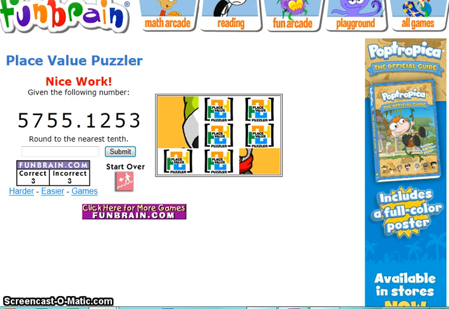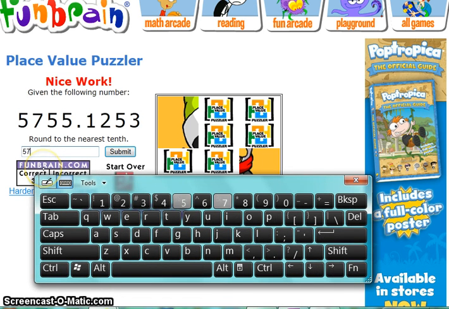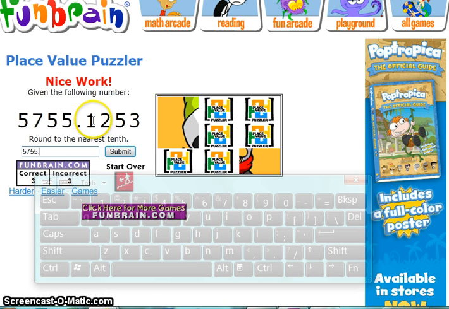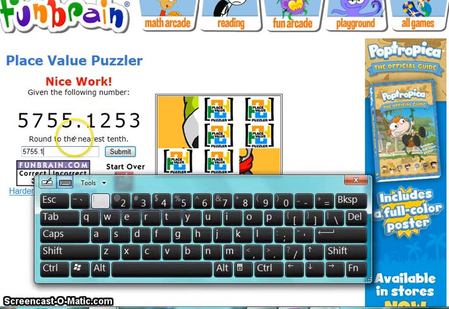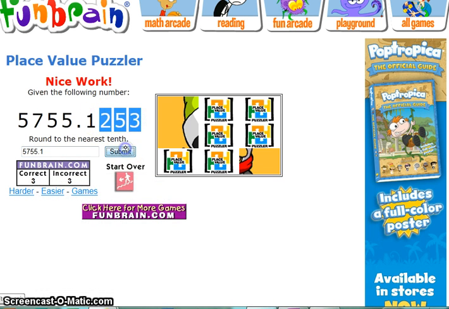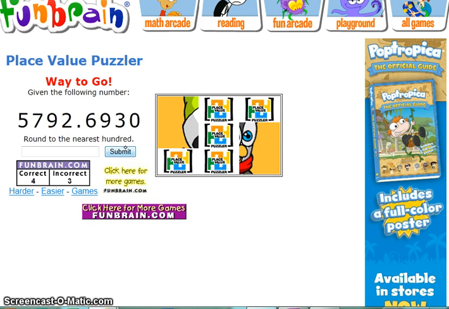Now we can try another one, 5755.1253. And it says round to the nearest tenth. And the tenth is right here. So we keep the 5755. That stays the same. And as you see, the 2 does not make the 1 round up. So it becomes 5755.1. And we X out all of these numbers. And that's how you round decimals.